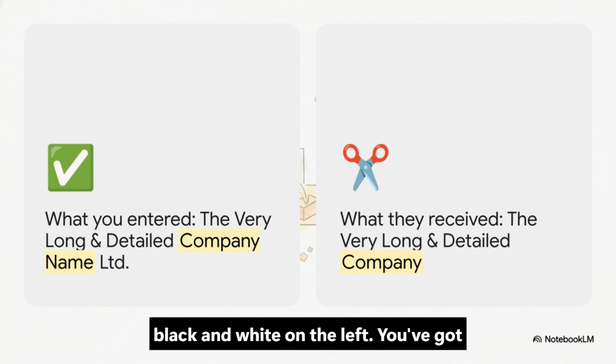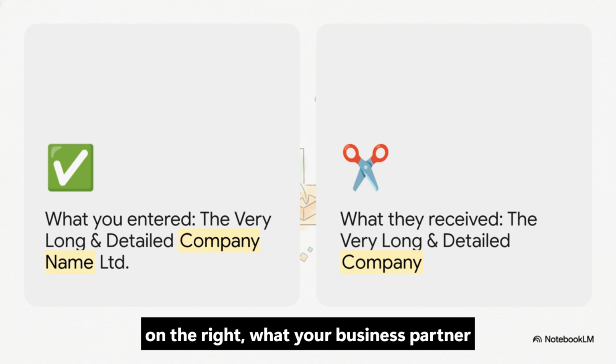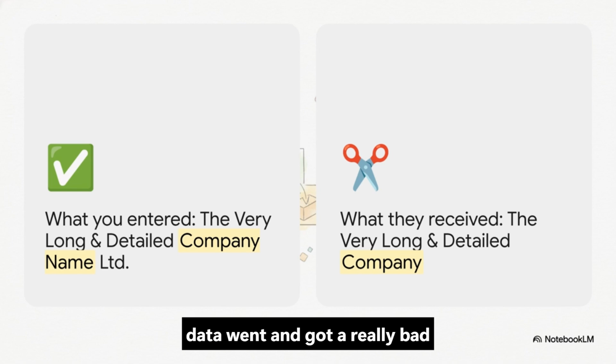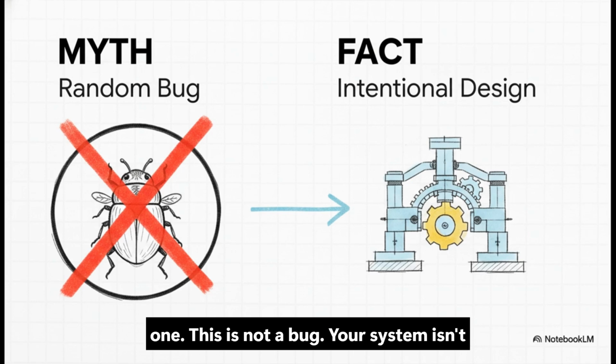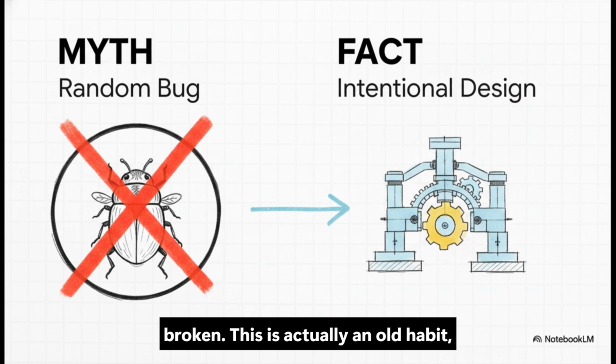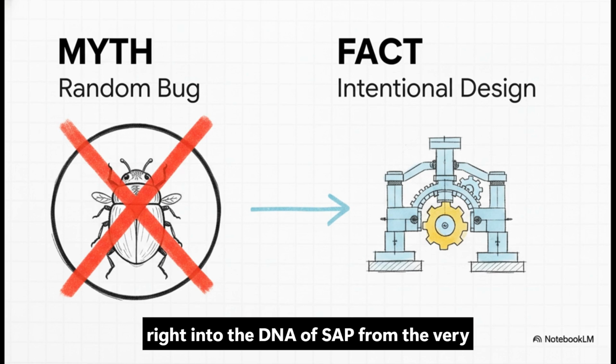On the left, you've got the perfectly good data you put in. And on the right, what your business partner's system actually received. It's like your data went and got a really bad unsolicited haircut. Now, here's the thing you've got to understand, and it's a big one. This is not a bug. Your system isn't broken. This is actually an old habit, something that was intentionally built right into the DNA of SAP from the very beginning.